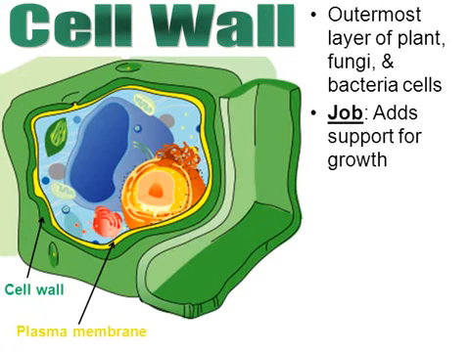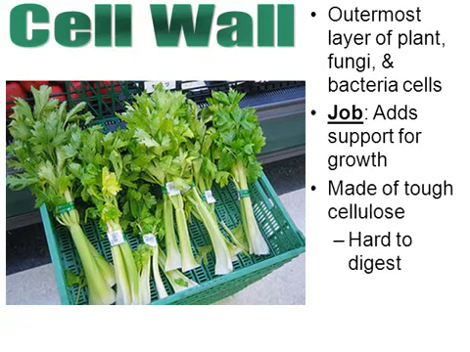Well, what about its job? One of the jobs of the cell wall is to add support. It's made from a real tough, sturdy material known as cellulose. And so this adds some of the support to plants and fungus and bacteria cells. As I just mentioned, the cell wall is made from a real tough material by the name of cellulose. It's very hard to digest.